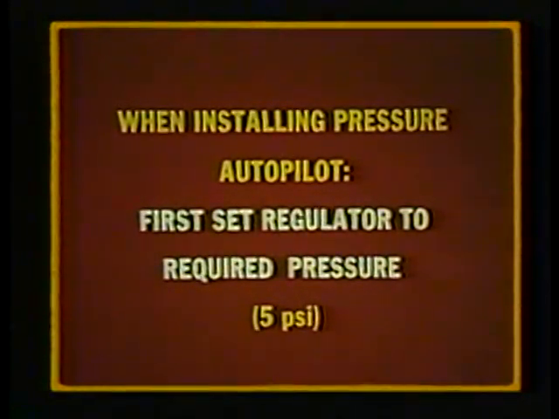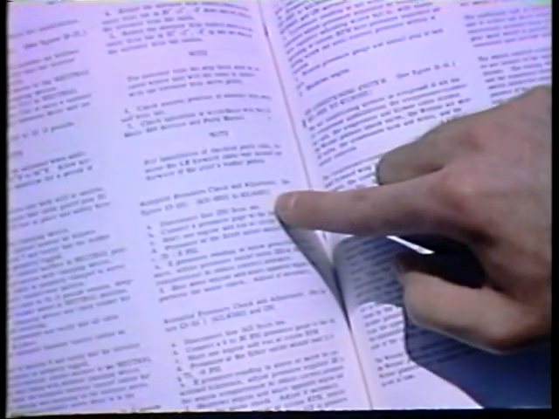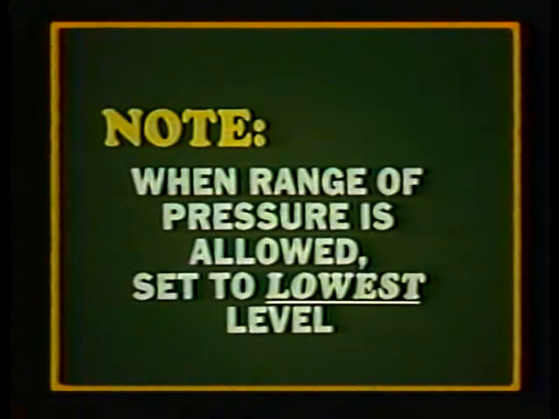When installing or troubleshooting a pressure autopilot system such as a Brittain, first set the regulator to the pressure required for the autopilot. This is usually around 5 pounds per square inch. Then, adjust the gyro instrument regulator to the required pressure. This is usually around 2.7 pounds per square inch, but always use the specifications of the airframe manufacturer. If a range of pressures is allowed, set the regulator to the lowest level. This will aid in maintaining longer service life of the pump.